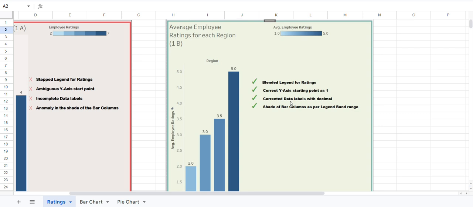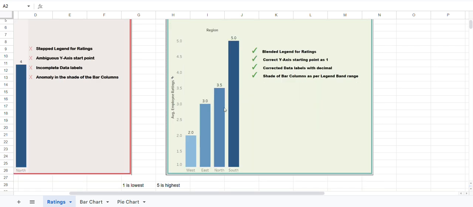Then the corrected data label with decimal and the shade of the bar. It cannot be a step because we have decimals. It should be a shade. So this is how we need to understand the correct way of representing the data.